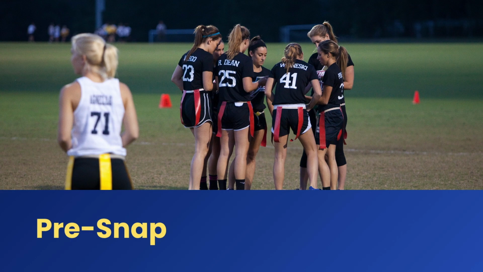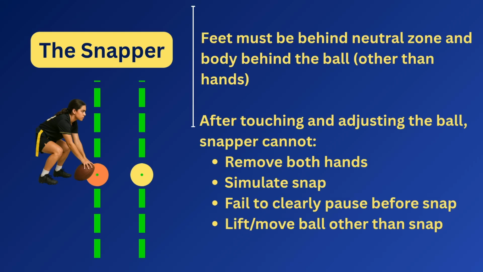Pre-snap. In this section, we'll talk about what the offense can do legally before the ball is snapped. So, talking about movement, motion, formations, those sorts of things. Our snapper needs to be on the orange puck. They are the only person on the offense that essentially needs to be on the line of scrimmage. Unlike tackle football, we don't have any requirements for the amount of offensive players on the line of scrimmage. You just have to have the snapper.